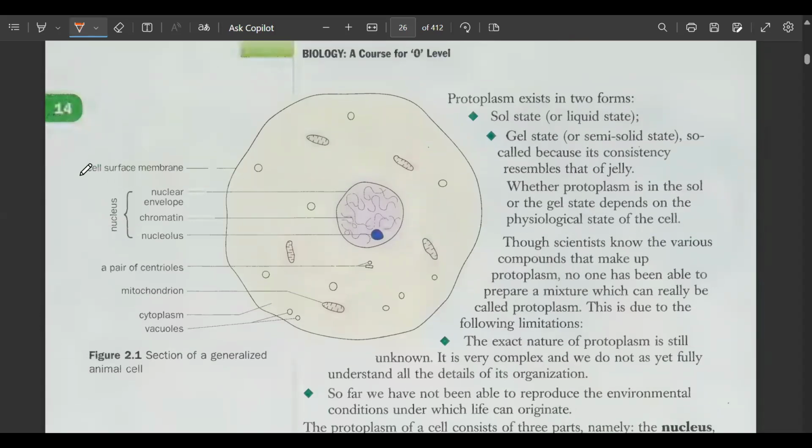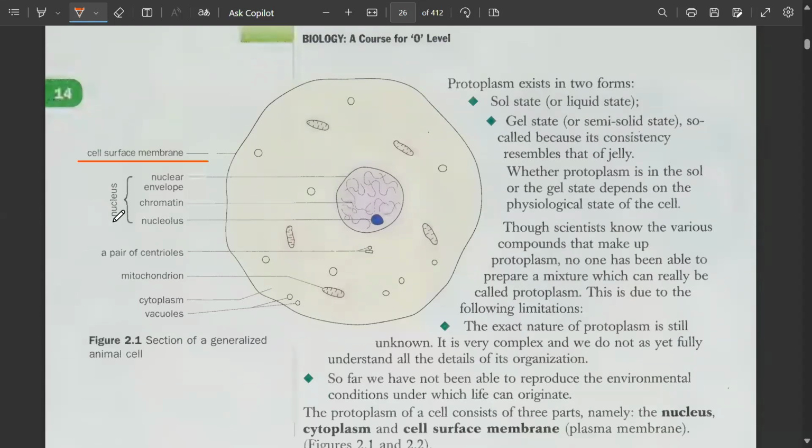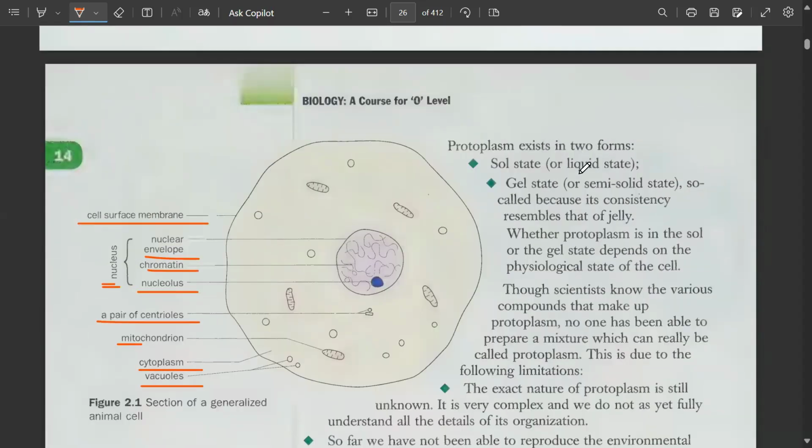We have the cell surface membrane, nucleus के अंदर you have nuclear envelope, chromatin, nucleus. Then we have a pair of centrioles for cell division, mitochondria for energy, cytoplasm, the gel-like substance, vacuole for storage, and protoplasm दो states में exist करता है, सॉलिड स्टेट और जेल स्टेट. ठीक है, सॉलिड स्टेट क्या होता है? कंप्लीटली लिक्विड स्टेट, जब बहुत ज्यादा वाटर हाई हो सेल के अंदर.